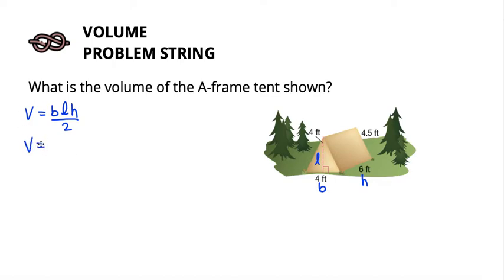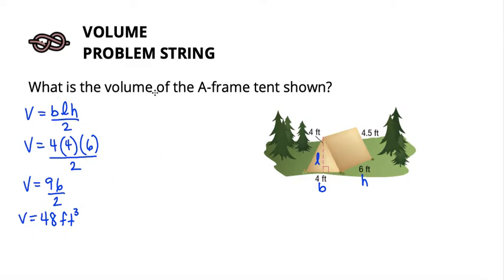So the volume is my base, which is 4, times my length, which is also 4, times my height, which is 6. And I'm going to divide that by 2. I can simplify my numerator first. So 4 times 4 times 6 is 96. And then 96 divided by 2 is 48. And my units are feet. And because it's a 3-dimensional object and volume, I want to cube that.